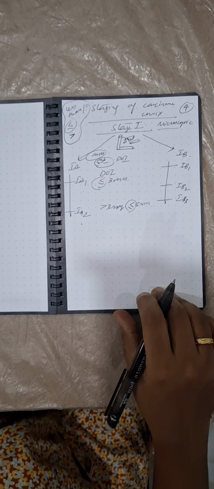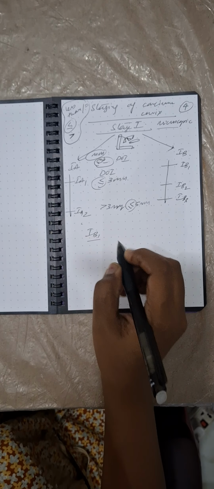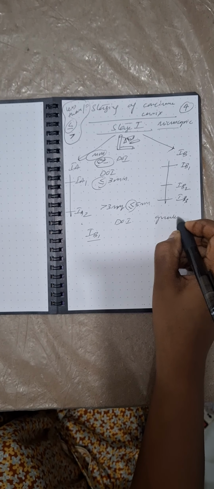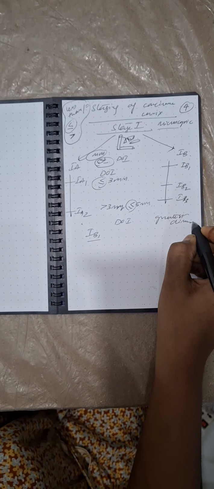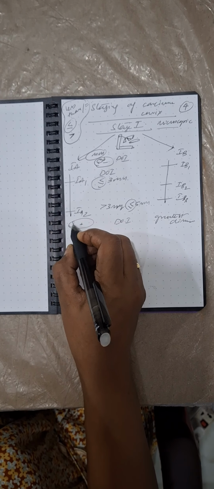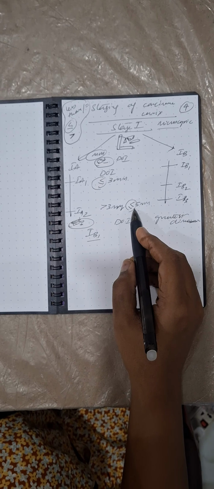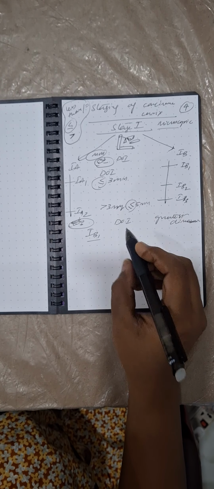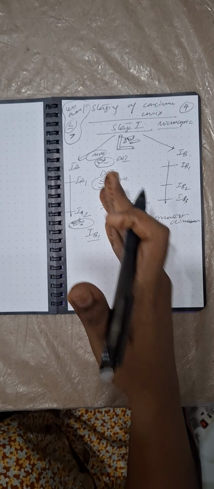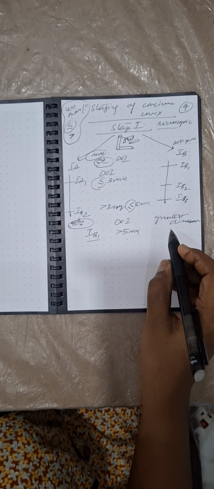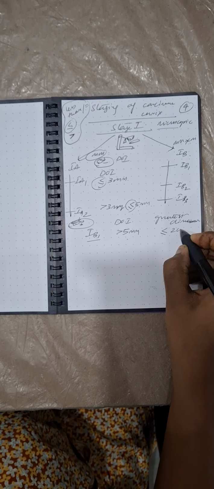So 1B1 is something like, here we will also see the depth of invasion and the greatest dimension the tumor is expanding. So we already came till less than or equal to 5 mm, so in 1B1 it will be more than 5 mm. It's already going from mm to centimeters. So 1B is something like mm to centimeters: more than 5 mm and greatest dimension less than or equal to 2 centimeters.